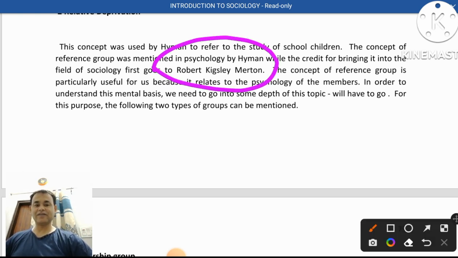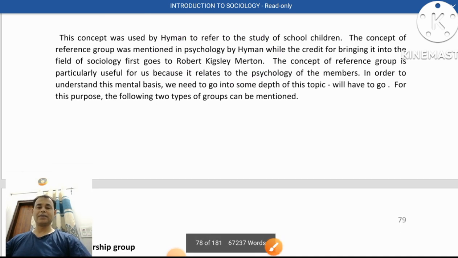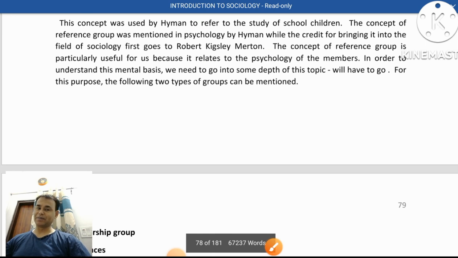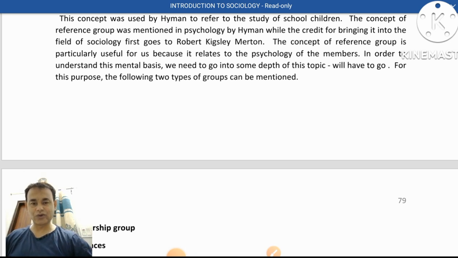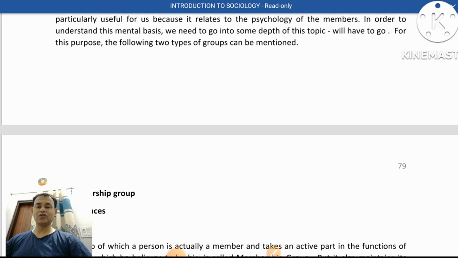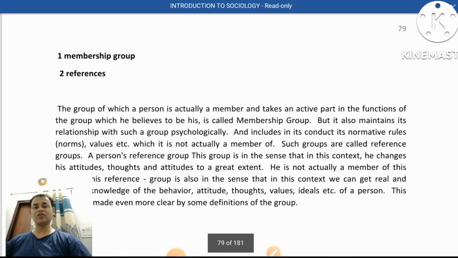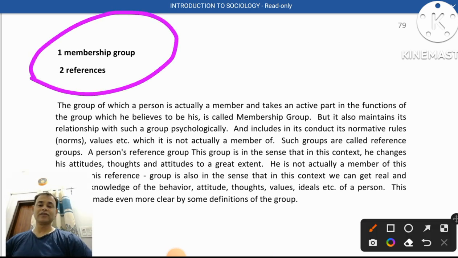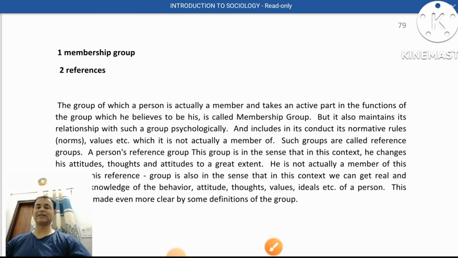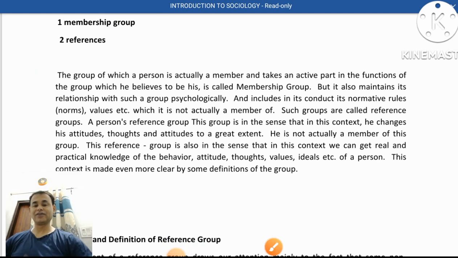The concept of a reference group is particularly useful for us because it relates to the psychology of the members. In order to understand this mental basis, we need to go into some depth of the topic. For this purpose, the following two types of group can be mentioned: membership group and reference group. The group of which a person is actually a member and takes an active part in the functioning is called membership group.